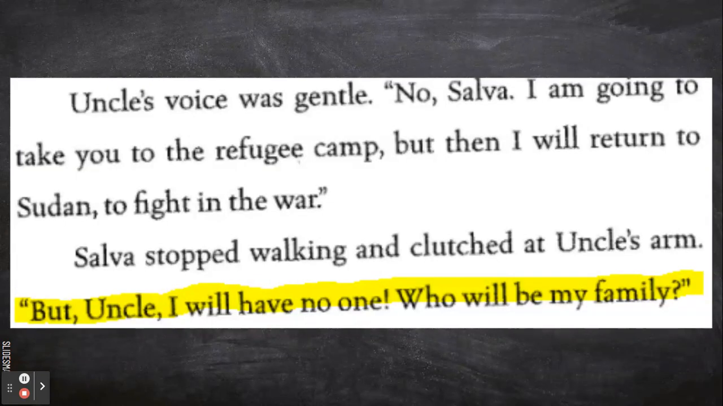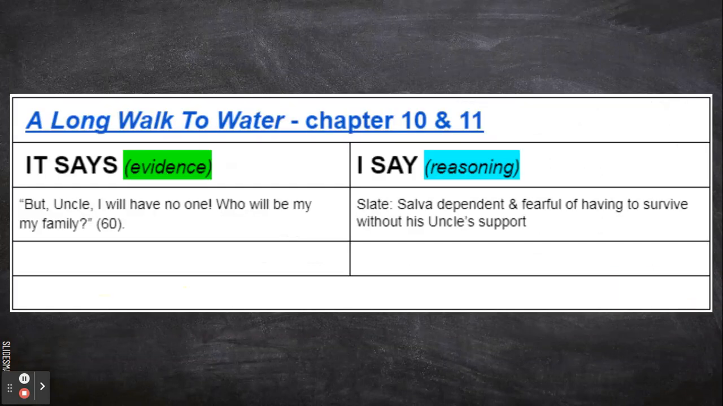So, in A Long Walk to Water, after getting through the desert, Salva's uncle tells him, I'm going to leave you at the refugee camp and go back to fight in the war. Salva's upset by that. He says, but uncle, I'll have no one. Who will be my family? He's scared at the thought of being alone. I write that as a characterization note. I capitalize the S in SLATE because it's Salva's speech giving me that idea.